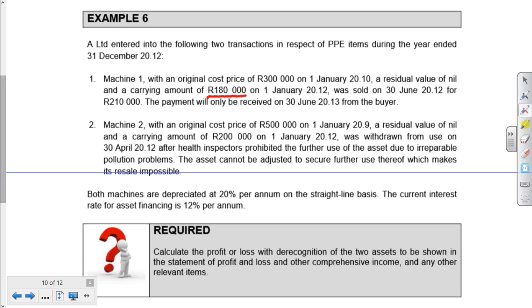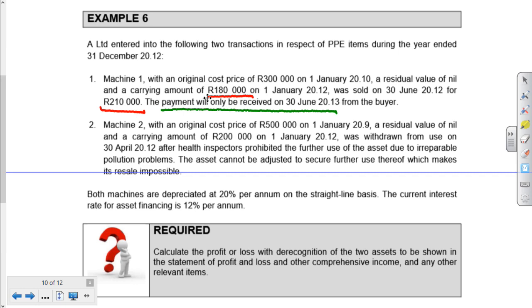So this is the carrying amount when it was sold. It was sold for 210. So we would expect the profit to be 30, isn't it? Except that there's a problem in that the payment will only be received on the 30th of June, which is a year later. So we have to do a PV calc to work out what the PV is, to work out the profit correctly, and then the interest is the difference. So that's what I want you to practice.